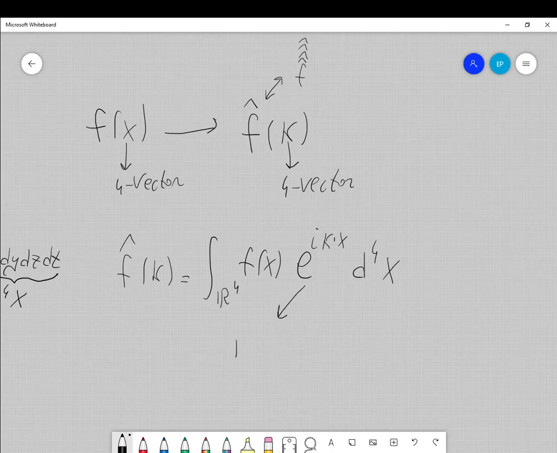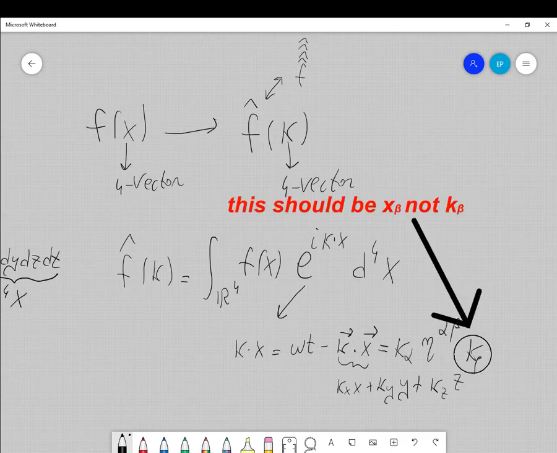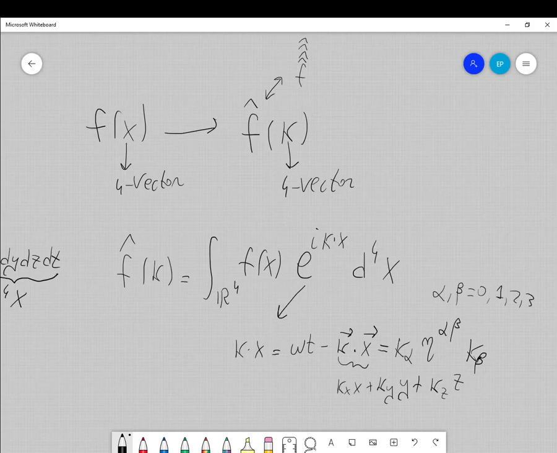So what is k dot x? K dot x is the dot product of the 4-vector k with the 4-vector x. This must give us omega t minus the 3-vector k dot x, and of course this is simply equal to kx times x plus ky times y plus kz times z. This is just a definition. If you know something about relativity and tensors, what this means is just k alpha times eta alpha beta times k beta. So you have to sum over these two indices, alpha and beta, where alpha and beta range from 0 to 3. So we have 0, 1, 2, 3 as possible values.